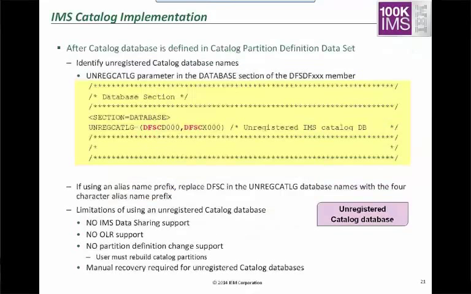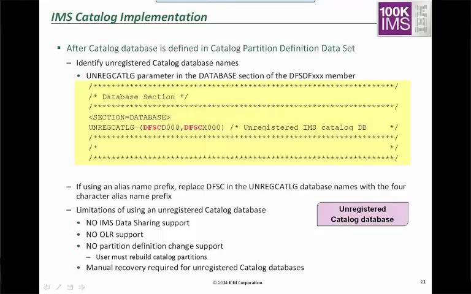When you're not defining the catalog to DBRC, in the DFSDFxxx member, you also need to specify that this catalog is unregistered. So in the database section, there's a keyword called UNREGISTERED CATALOG=, and this is where you would specify the catalog database name and the secondary index database name. And I think I already mentioned this at the bottom of the page.